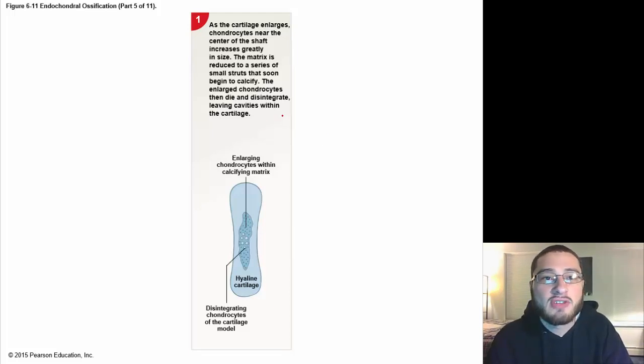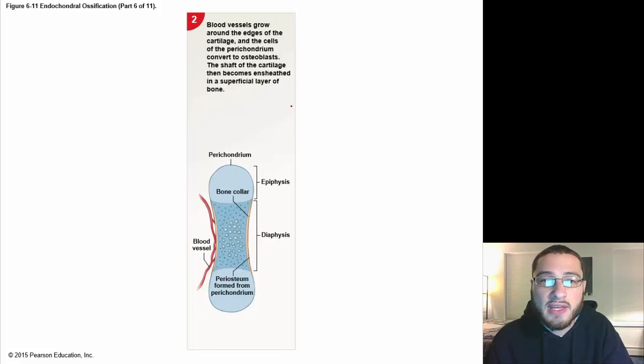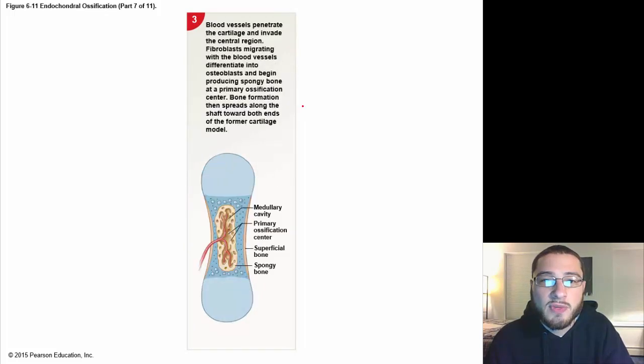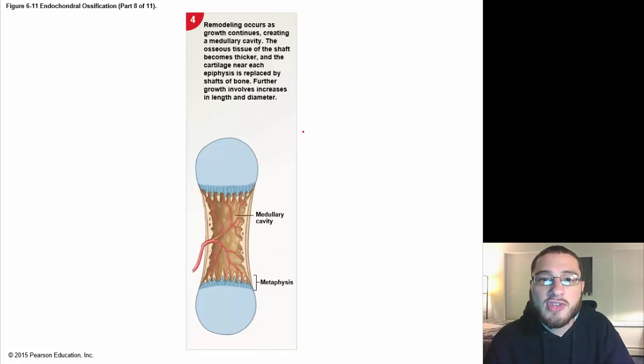As the first step of endochondral ossification, the cartilage enlarges. The chondrocytes, or the cartilage cells, near the center of the shaft increase greatly in size, and the matrix is reduced to a series of small struts that soon begin to calcify. That bone is starting to form. Blood vessels grow around the edges of the cartilage as step 2, and then the blood vessels penetrate the cartilage and invade the central region and start forming that bone. Step 4, remodeling occurs as growth continues, creating a medullary cavity.